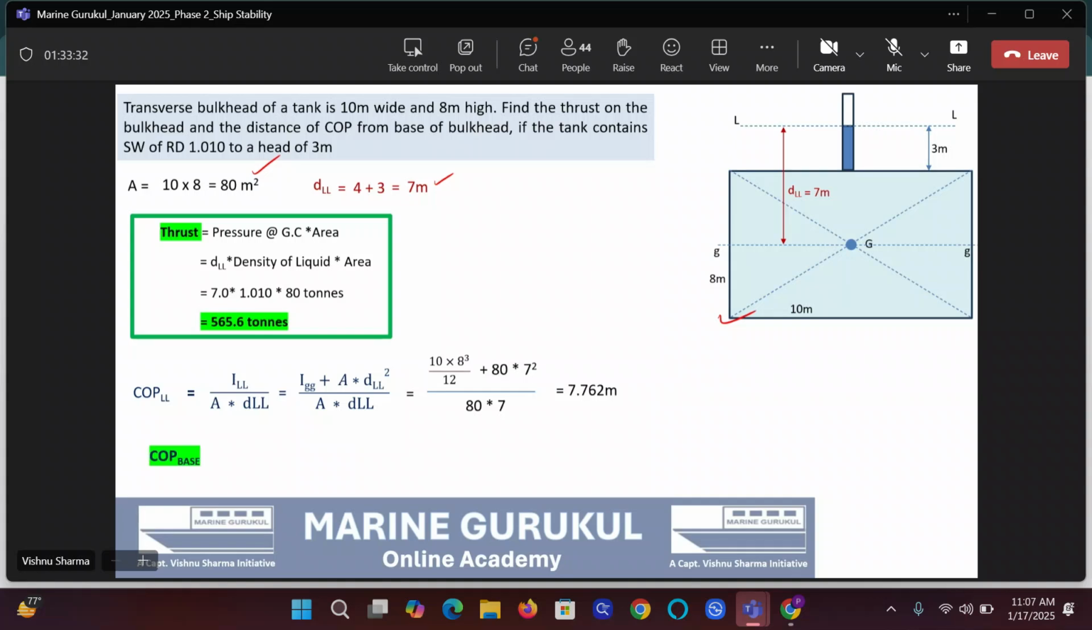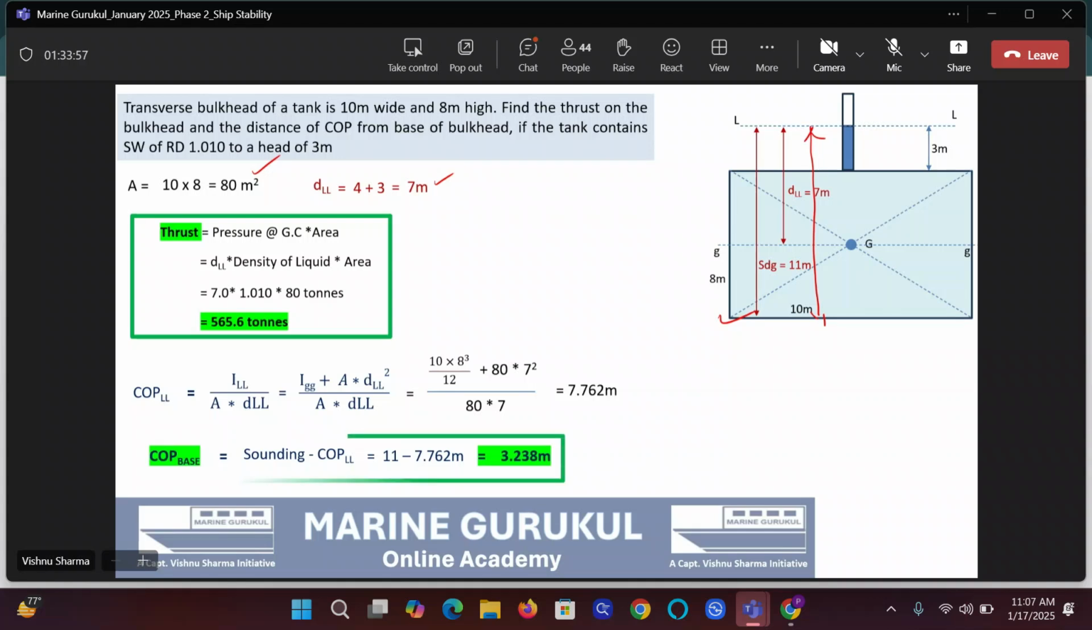COP base will be equal to how much? You see, this is the sounding of the water, right? 11 minus 7.762. Correct. You see, it is on the diagram also: sounding 11 meters. And the answer is 3.238 meters. Anybody who's got any doubts, you can clarify with me, beta.